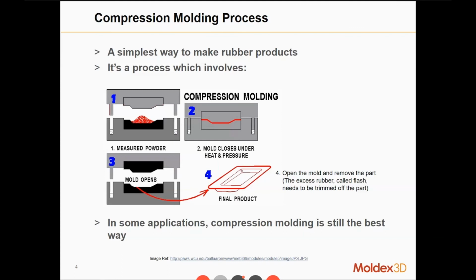And in a lot of the products nowadays, compression molding is still the best molding process for certain products, especially for large parts or large, plain, relatively uniform products with fewer small features.